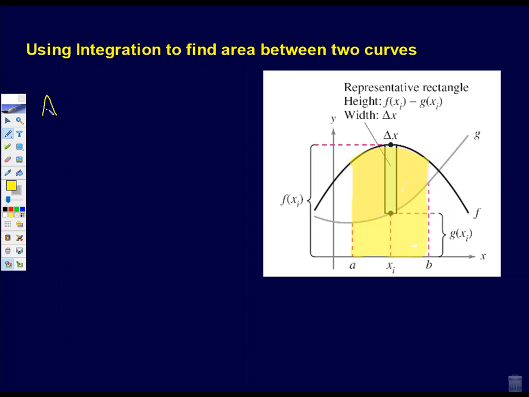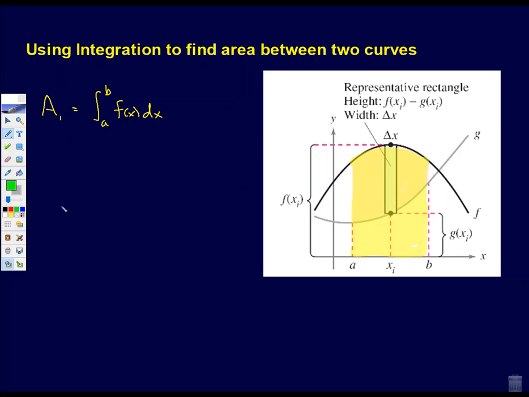And the area, I'm going to call that area 1, would be represented as the integral from a to b of the function f of x dx. And that would give you the entire area shaded in yellow. Now remember, what we really want is the area that is between the two curves.